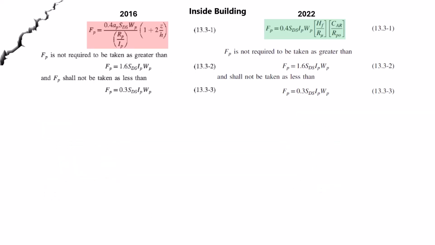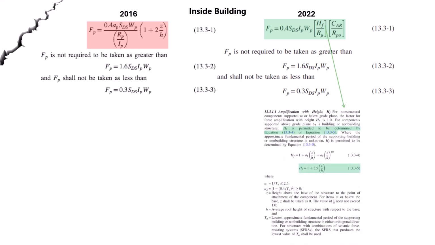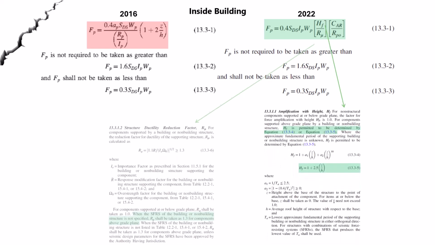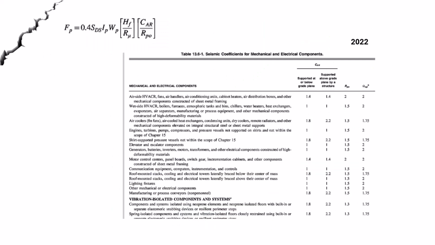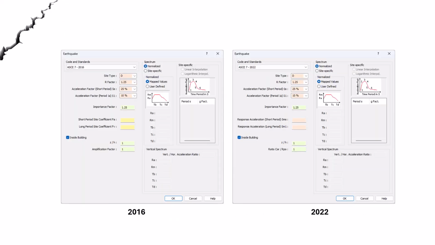When you take the inside building option, the formula for FP has changed too. AP has been removed, and there are 4 new parameters, HF and its formula, R omega, for which we are taking 1.3. Then for the other 2, you can find them in the corresponding table. This change in the inside building equation is reflected in the dialog, where the amplification factor has been replaced by the ratio of the 2 new variables CAR and RP0.